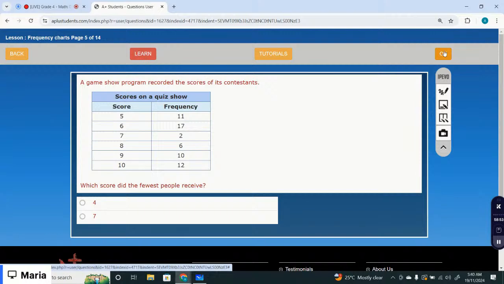The least value is 2, right? And who scored 7 people? The correct option is 7. Okay, you can complete the lesson by yourself later today.